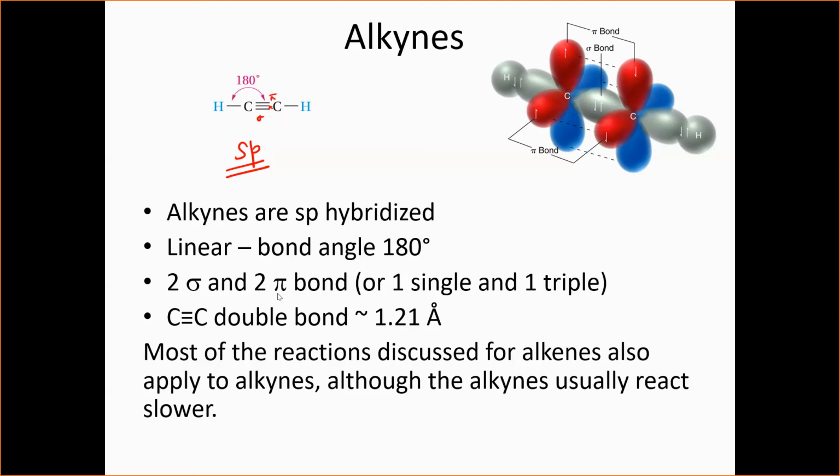There's 1 sigma bond, 2 pi bonds, and the bond length is 1.21, right? Because as the single bond becomes double bond becomes triple bond, it shrinks, right? It shortens. Okay. So what does it say at the bottom? Most of the reactions discussed in the alkene also apply to the alkyne, which I already stated. Although the alkyne usually reacts slower, right? The reaction in the alkyne is slower, but once it started reacting, it reacts twice the amount than in the alkene reaction. Okay.